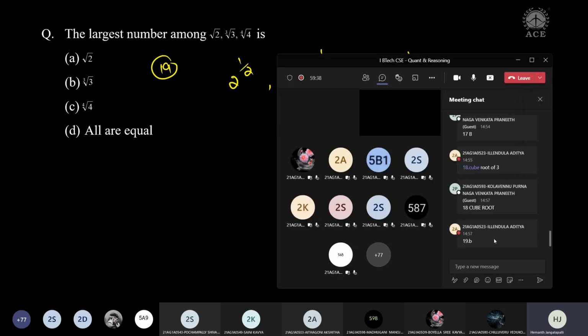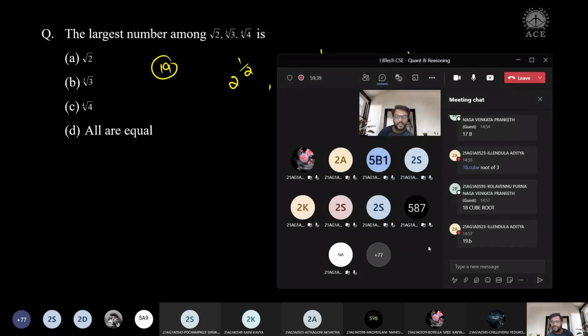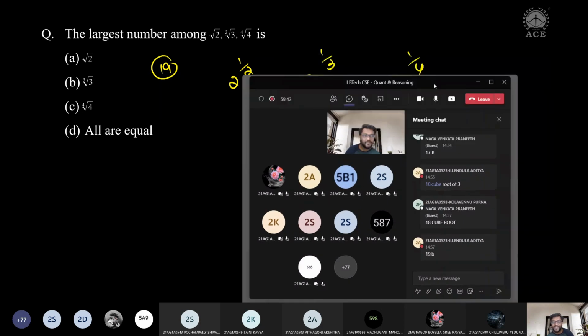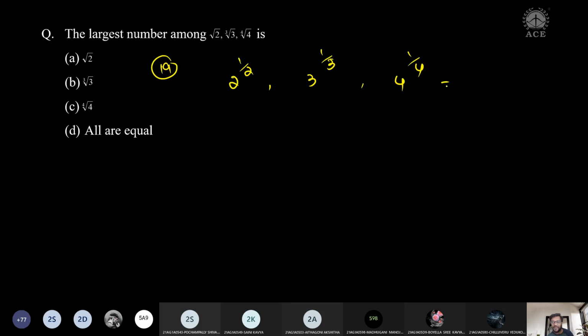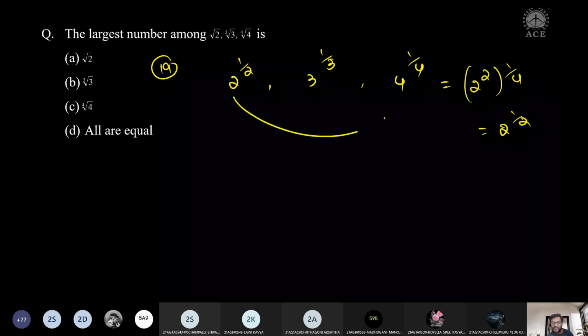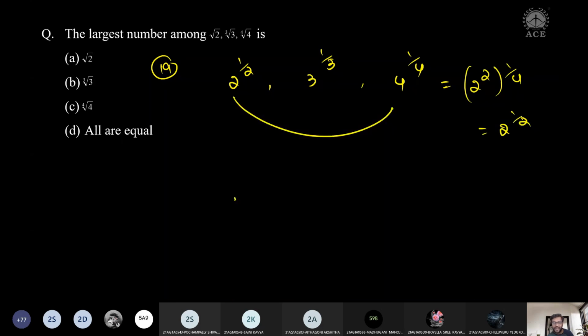Yeah, my dear friends. 19th one, option B, sir. Yes. Why? Because of C, we decided in the previous question, this fourth root of 1 by 4 is nothing but 2 square whole power 1 by 4. This is also nothing but 2 power 1 by 2. These two are equal, and we decided already in the previous question, among these two, the largest one is 3 power 1 by 2. This is 8 power 1 by 6.